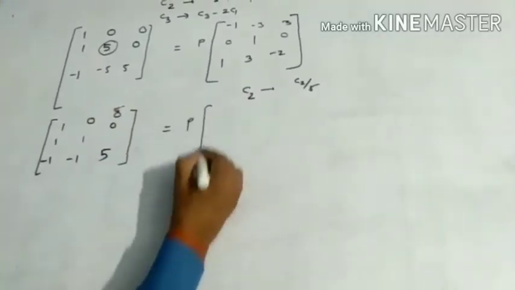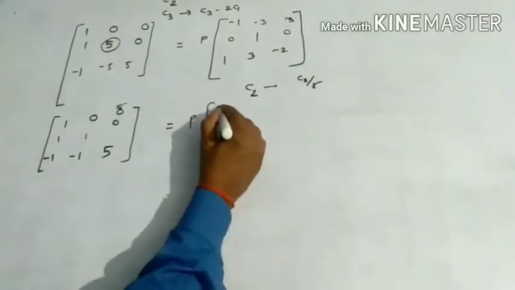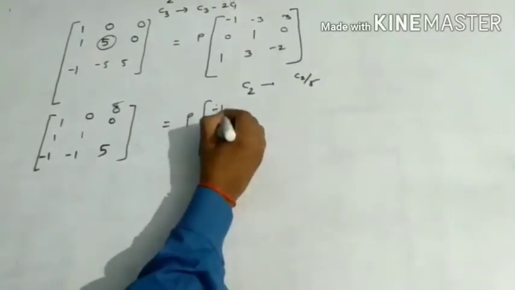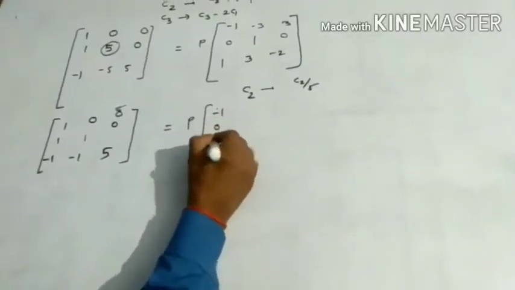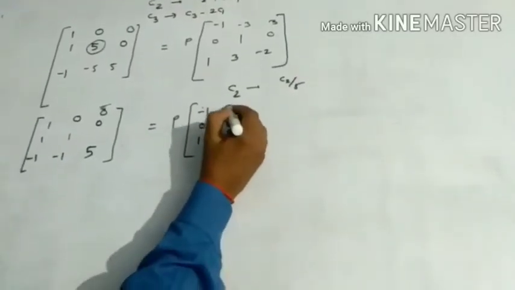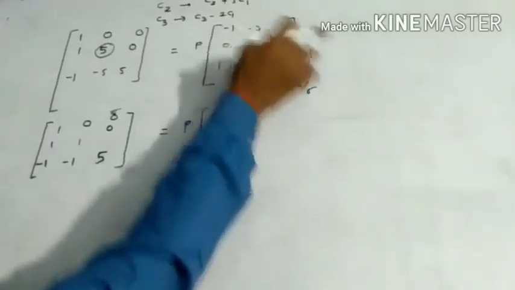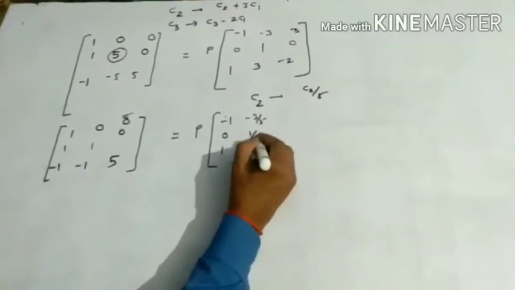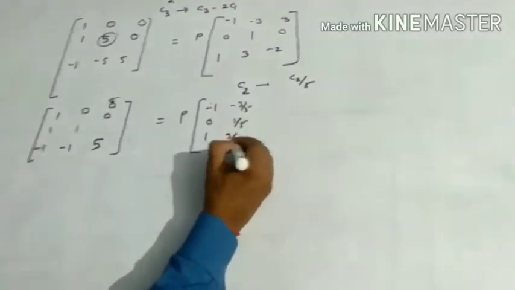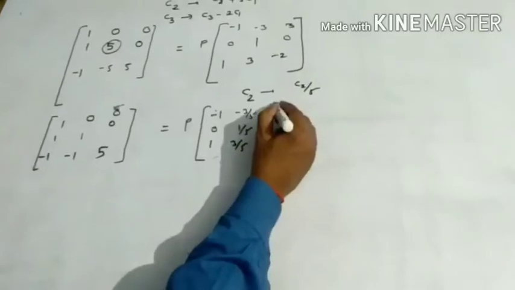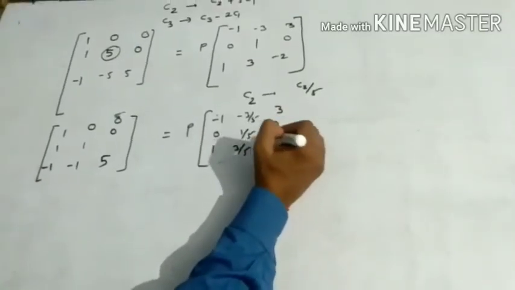And then this is the P. Here you see, this is minus 1, 0, 1, then this minus 3 by 5, this is the minus 3 by 5, and then this is the 1 by 5, and then this is the 3 by 5, here this is the 3, 0, minus 2.